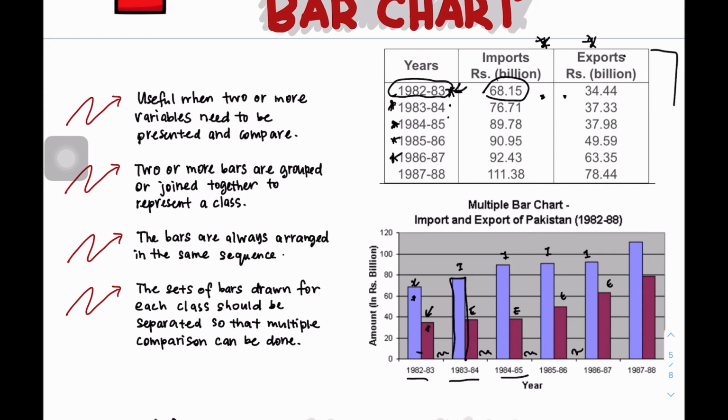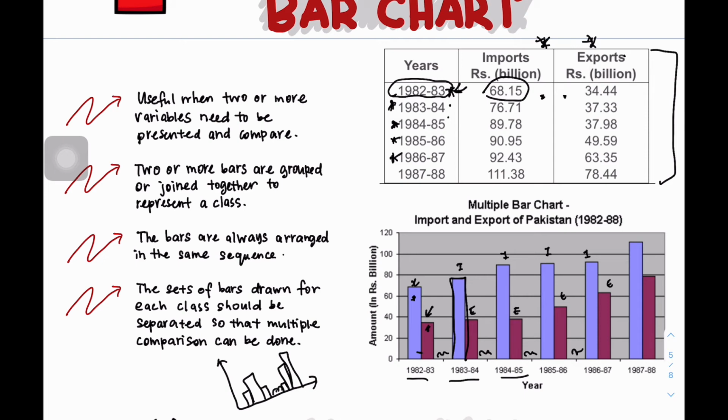Katakanlah kita ada 3 kategori, so dia akan jadi macam ni lah. Kategori pertama, variable pertama, variable yang kedua, variable yang ketiga. Lepas tu untuk kategori seterusnya, variable pertama, variable kedua, variable ketiga contohnya. So dia mesti dekat untuk setiap kategori, tetapi di antara kategori yang berbeza dia mesti ada gap.